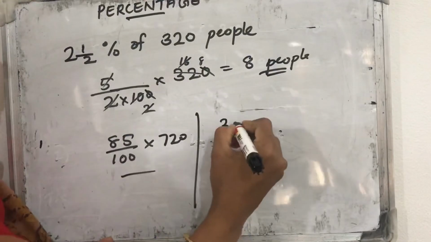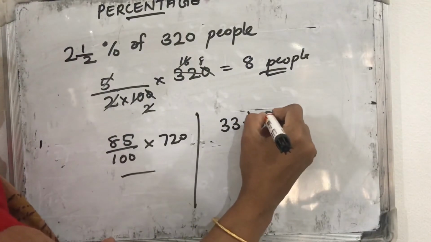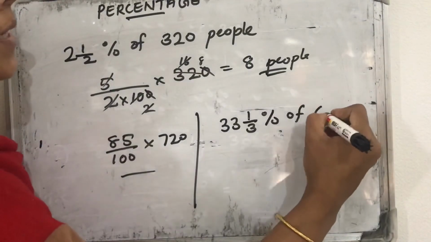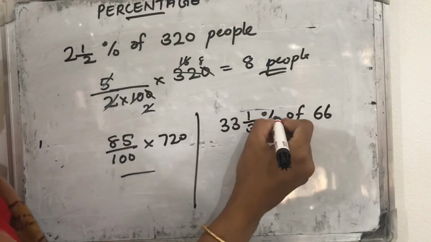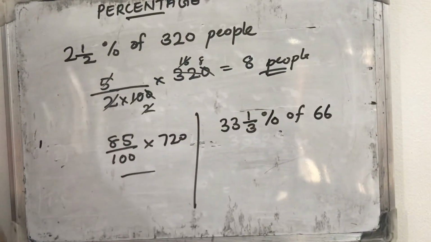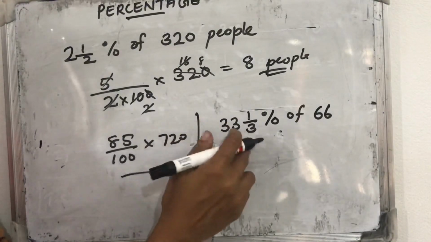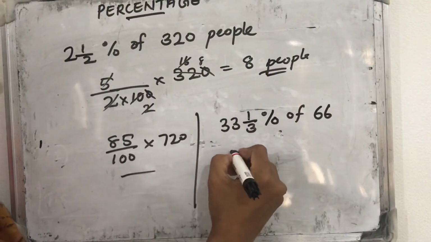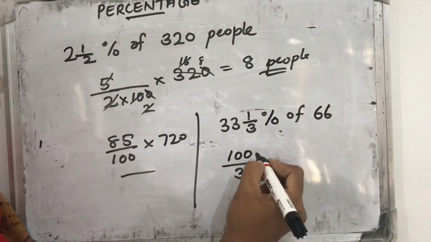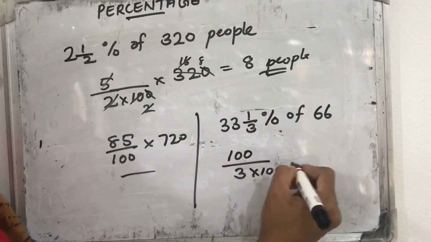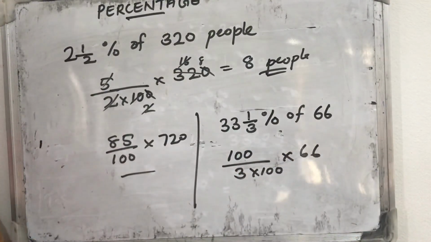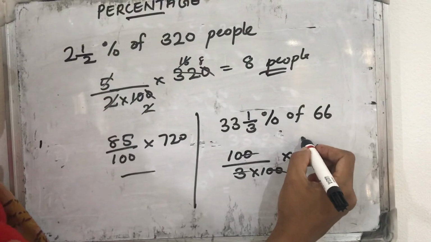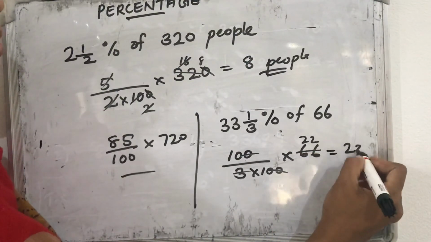Next question: find 33 1/3% of which number? 66 houses. How can we find 33 1/3% of 66 houses? Here also we can convert this into improper form. 33 into 3, 99, plus 1, 100. So 100 by 3, then percentage, into which number? 66. Then these two you can cancel, and we get 22.